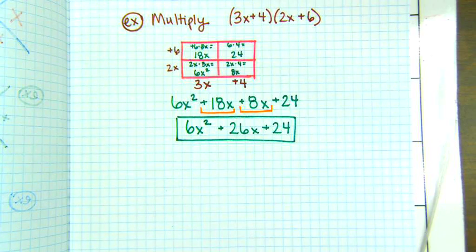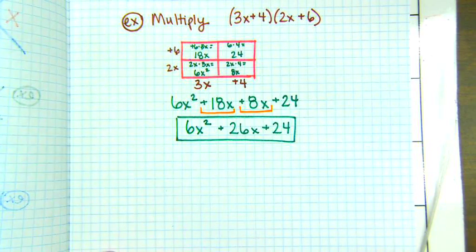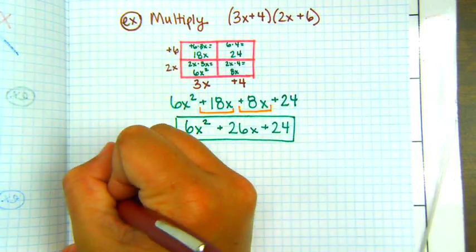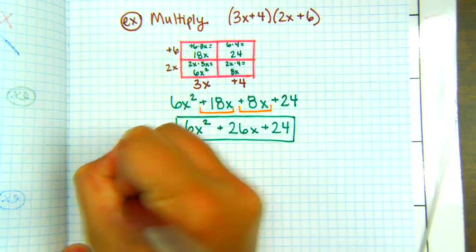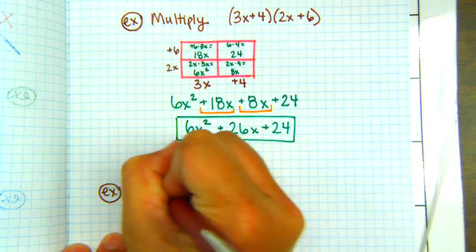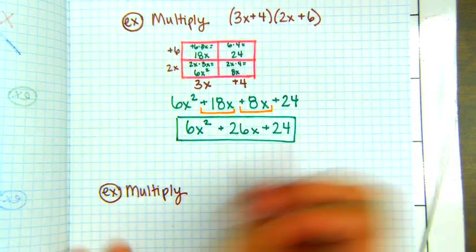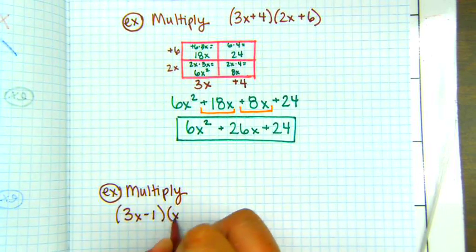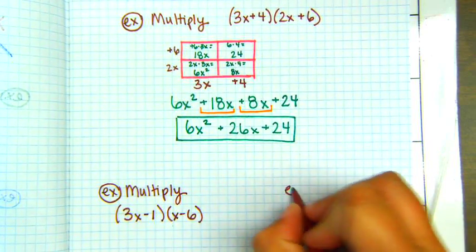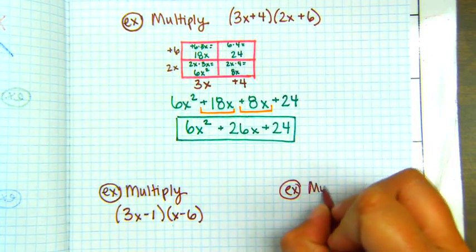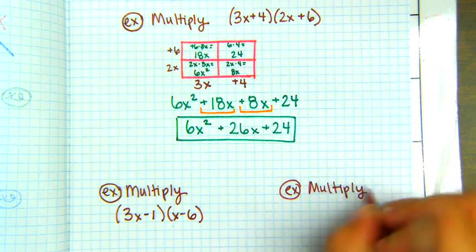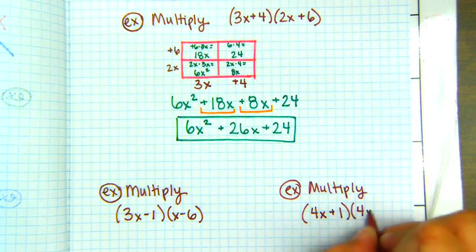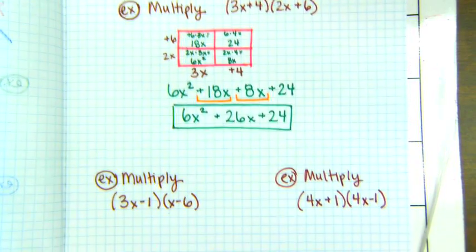All right, I want you to do these next 2 examples. Again, the video is going to pause, give you some time to do it on your own, and then I will do it after that. So your first example will be to multiply 3x minus 1 times x minus 6. And your second example will be to multiply 4x plus 1 and 4x minus 1. So go ahead and do those 2 examples.